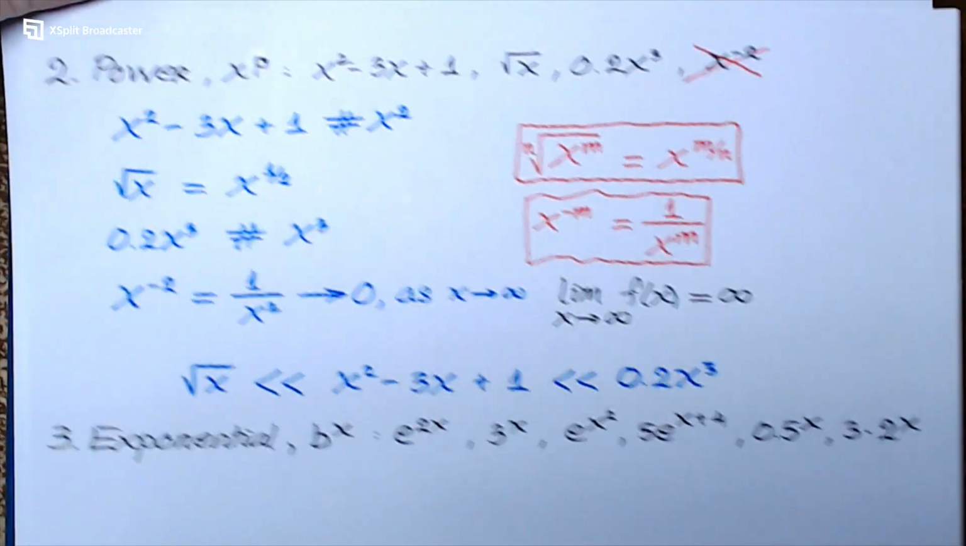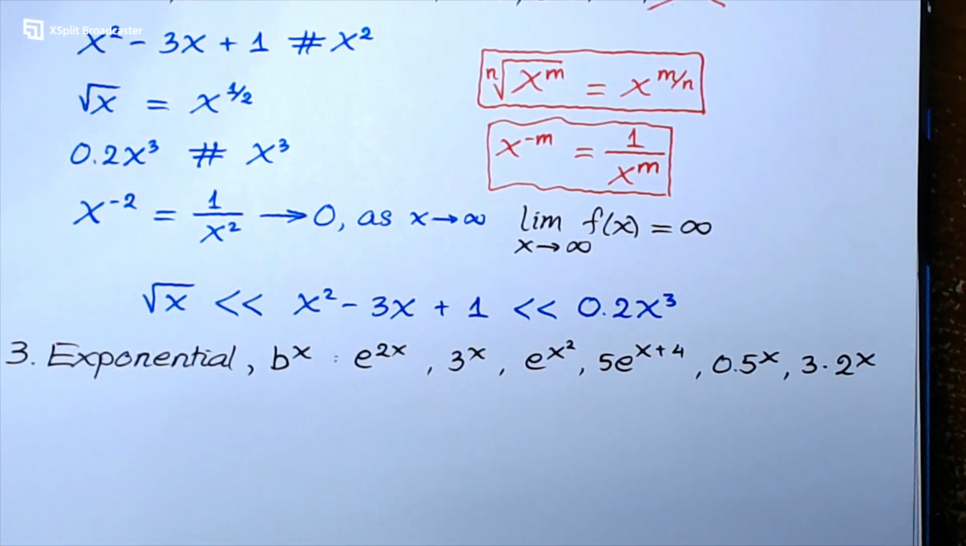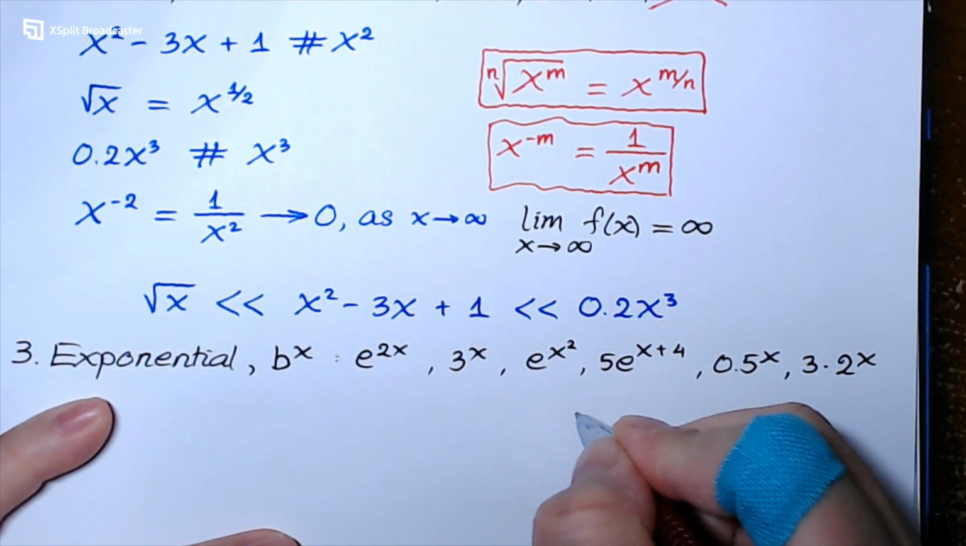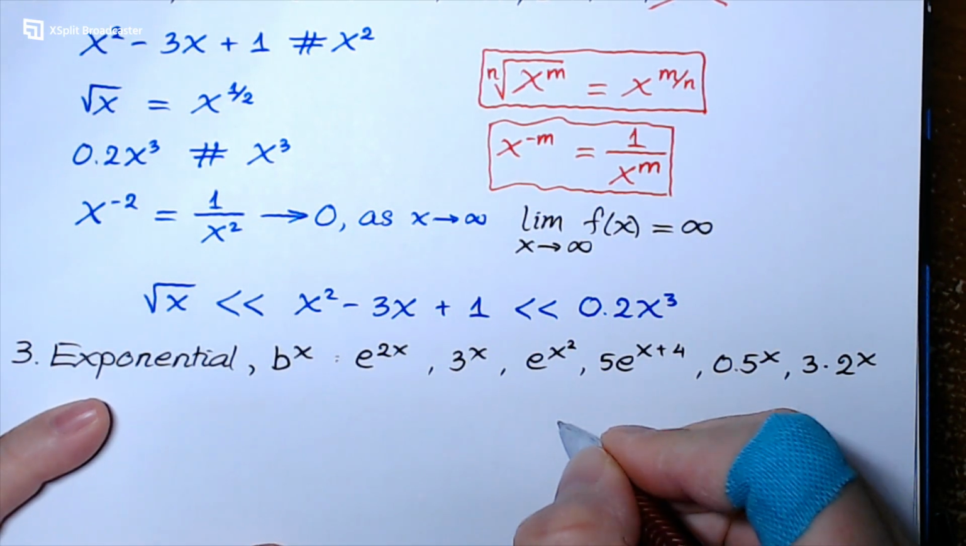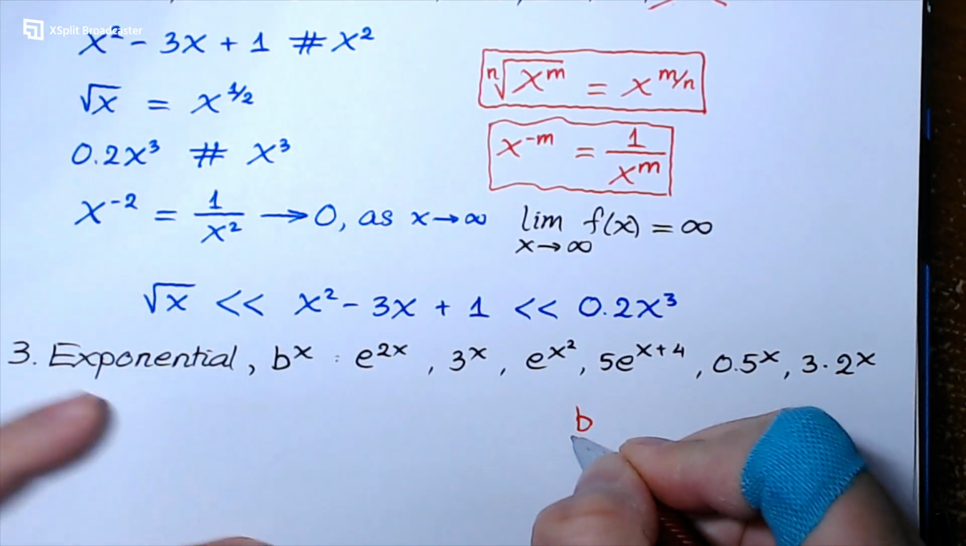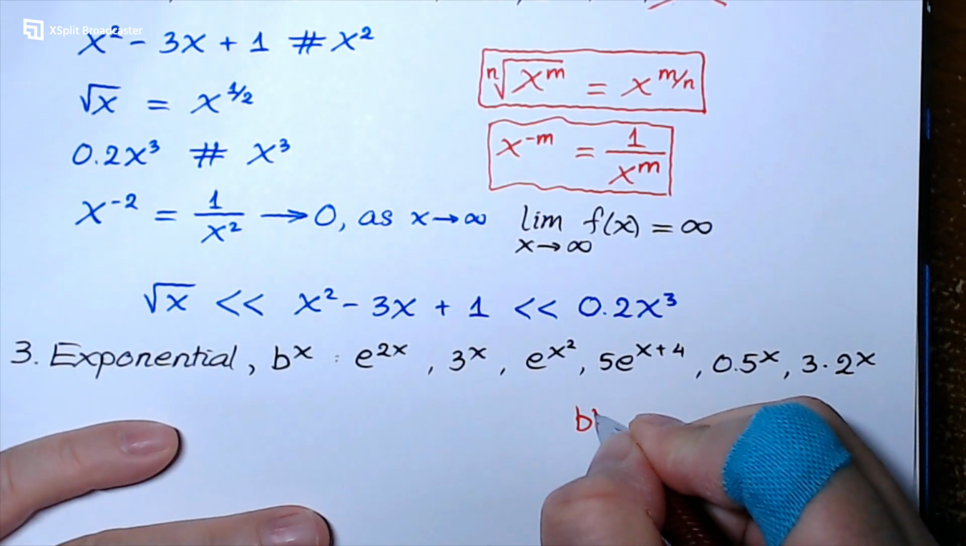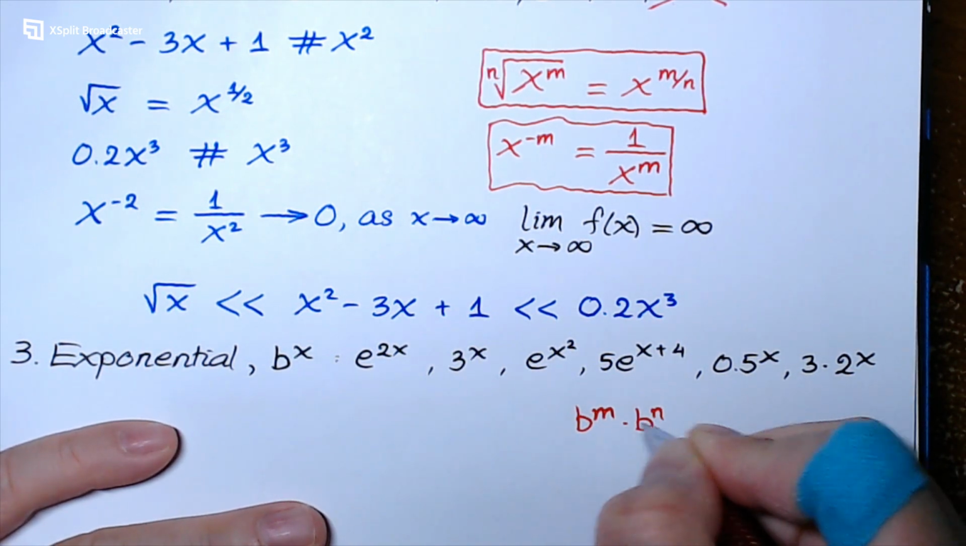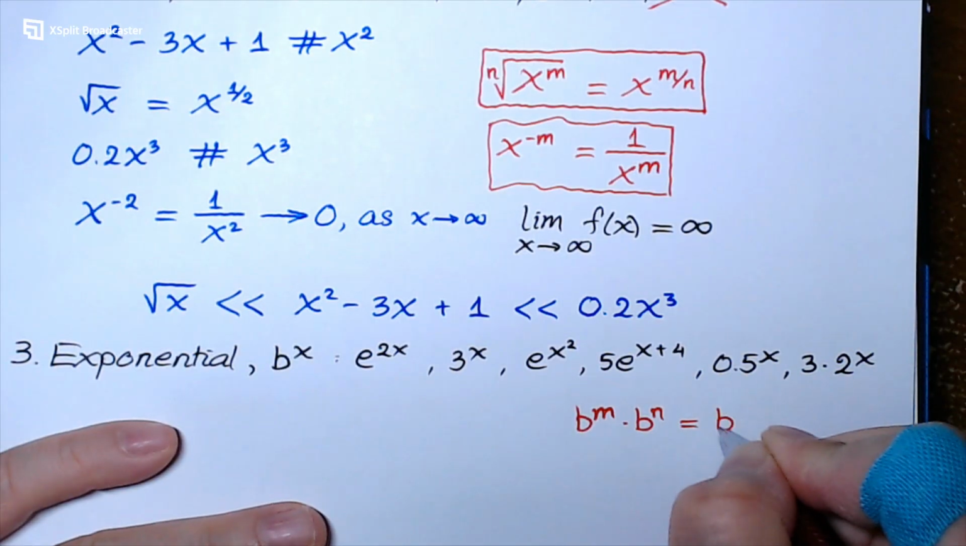Okay, now let's rank this. So the baseline of this is e to the x. Now, look at some properties of the exponential function. Like I said, this exercise reviews a lot of nice formulas. If we multiply two things with the same base, we simply add the exponent.